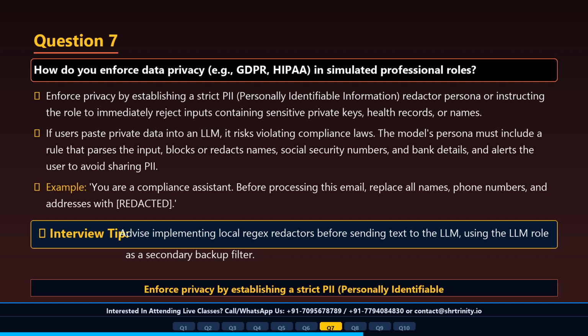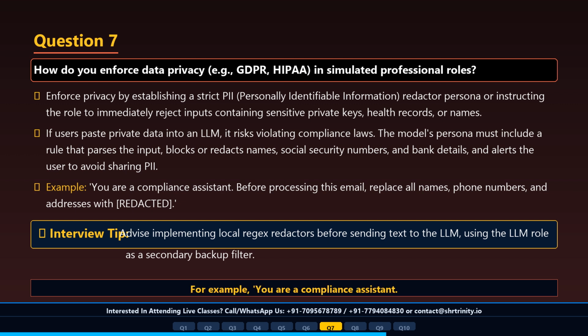Enforce privacy by establishing a strict PII, personally identifiable information, redactor persona, or instructing the role to immediately reject inputs containing sensitive private keys, health records, or names. If users paste private data into an LLM, it risks violating compliance laws. The model's persona must include a rule that parses the input, blocks or redacts names, social security numbers, and bank details, and alerts the user to avoid sharing PII.